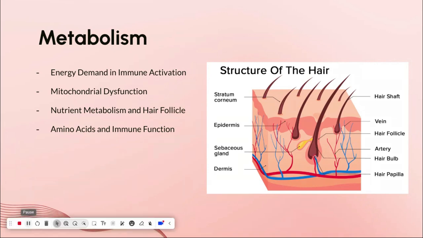Lastly, looking at amino acids and immune function, the amino acids are not only building blocks of proteins, but also precursors for important metabolic intermediates and signaling molecules. Immune activation in alopecia areata can alter amino acid metabolism. Specific enzymes induced by inflammatory cytokines break down tryptophan into carnitine. This pathway affects T cell activity and has been implicated in the immune dysregulation seen in alopecia areata.